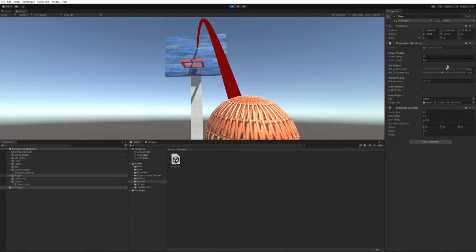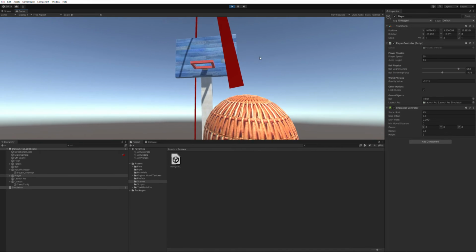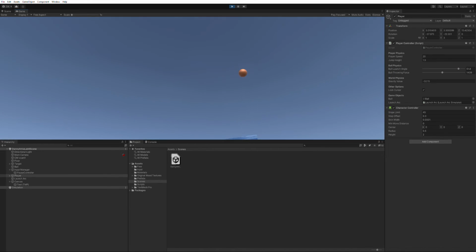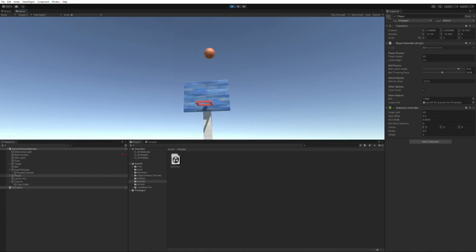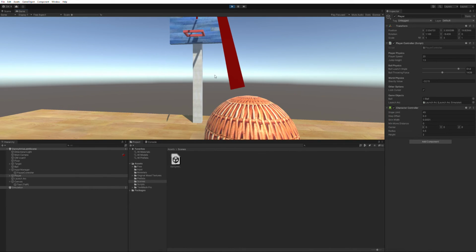If I increase this, the apex of my trajectory is higher, and it's just going to shoot it higher. This is in degrees, so I'm at 51 degrees right now. It'll just shoot it really high and just miss like that. No, that one went in. Okay. And here I have the throwing force.